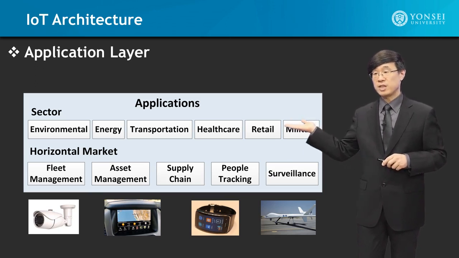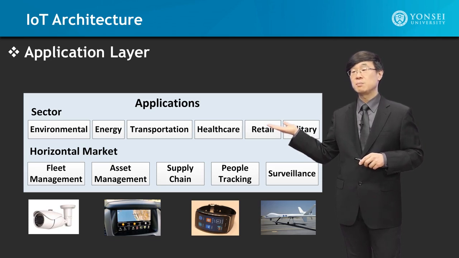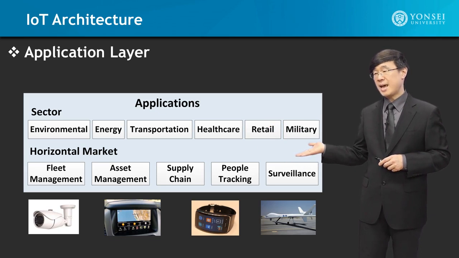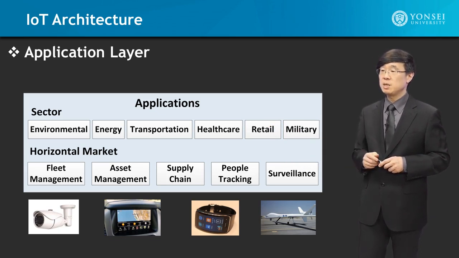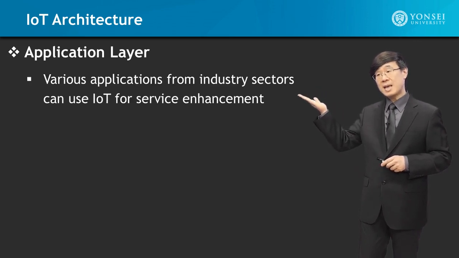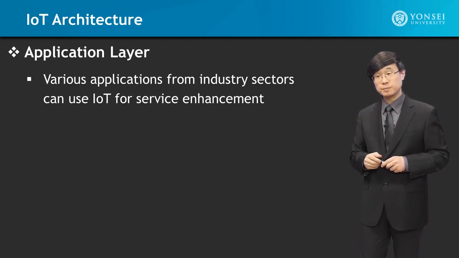And you see that there are sectors from environment, energy, transportation, healthcare, retail, military, and horizontal markets, as in terms of fleet management, asset management, supply chain, people tracking, surveillance, and other things. Stepping into a little bit further details, various applications of industry sectors can use IoT service enhancements.